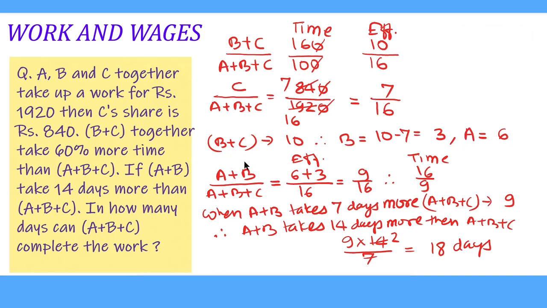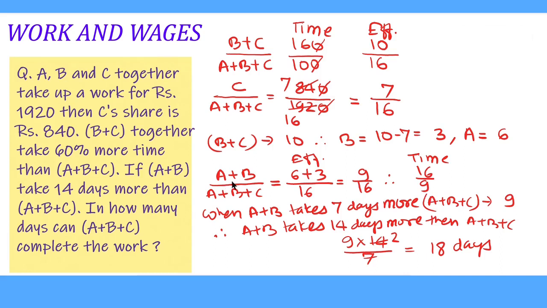Now in the question it is given to us that A plus B take 14 days more than A plus B plus C. So we will compare the efficiency of A plus B upon A plus B plus C, and we find that A plus B upon A plus B plus C is equal to 6 plus 3 upon 16, which is equal to 9 upon 16. And the reciprocal of the efficiency ratio is the ratio of their time. So the time of A plus B to A plus B plus C is 16 to 9, or 16 upon 9. Here the difference of 16 and 9 is 7.